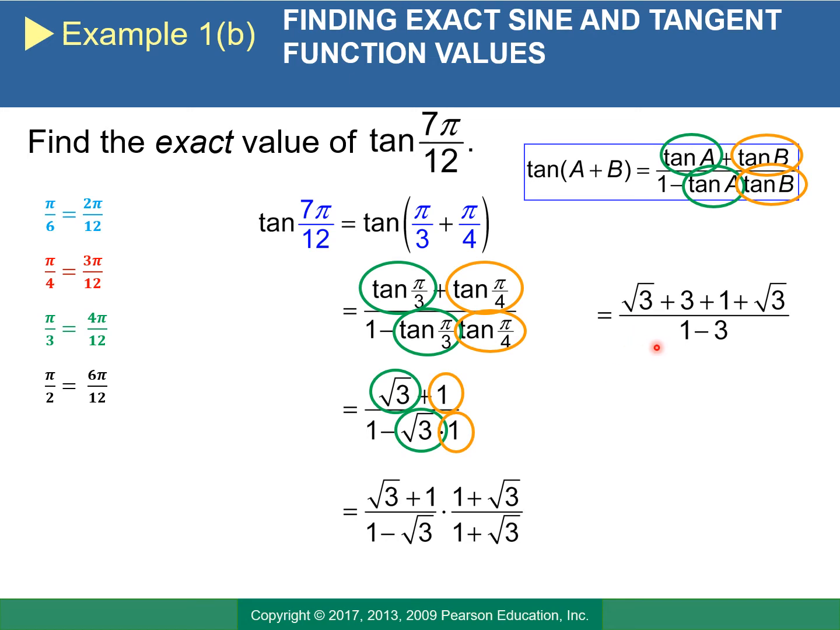After you FOIL and start simplifying, we get 4 plus 2 square root 3 on top and negative 2 on bottom. And then the last step, just divide every term by negative 2. And we get our final answer, negative 2 minus square root 3.